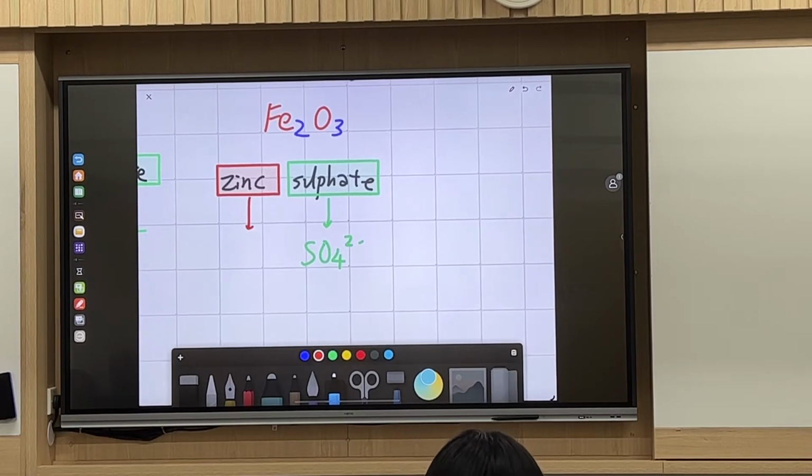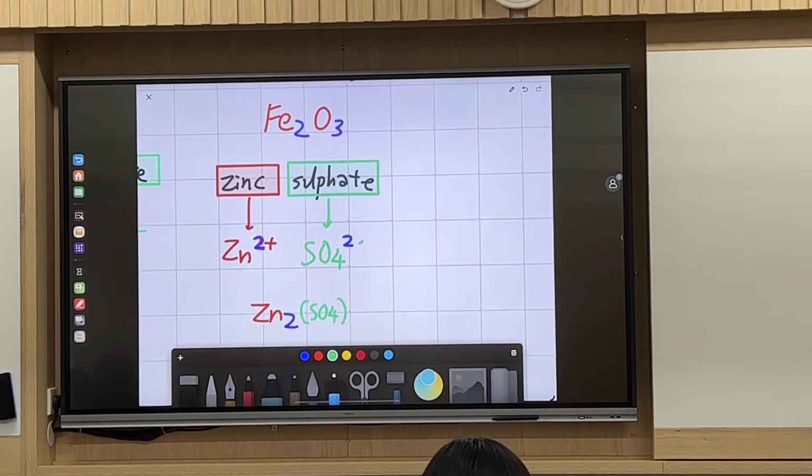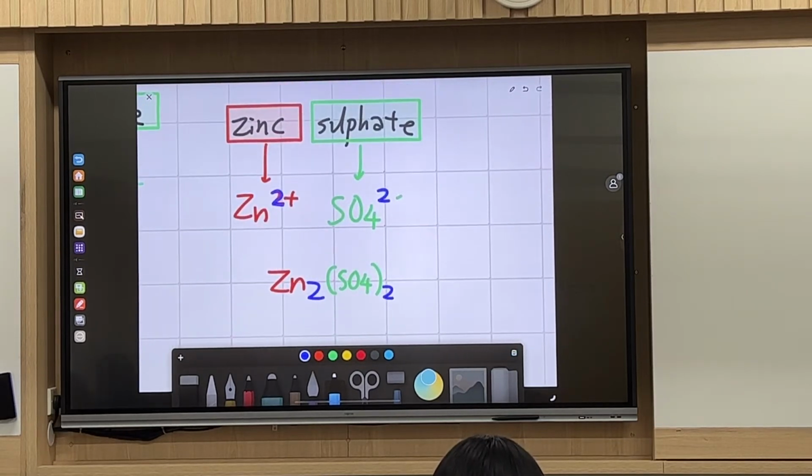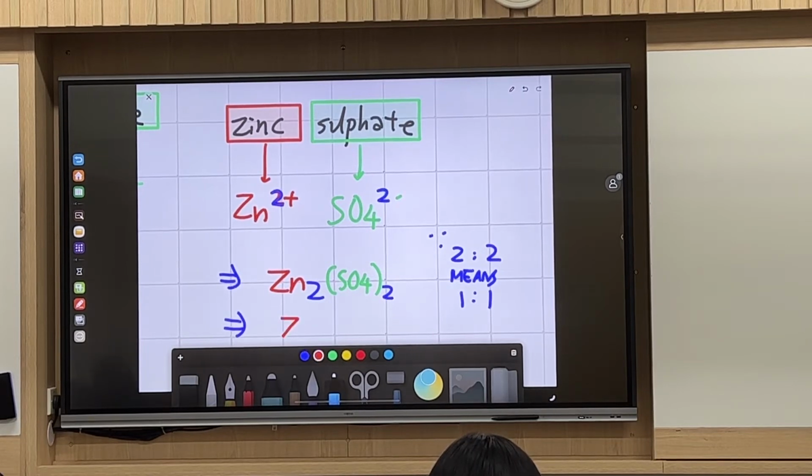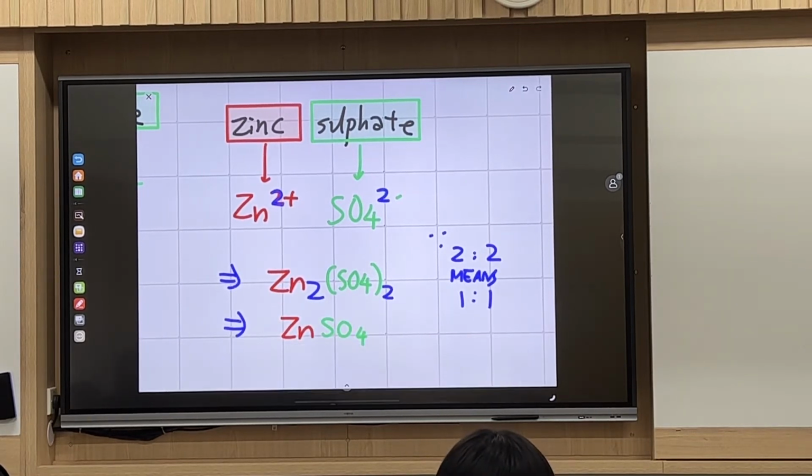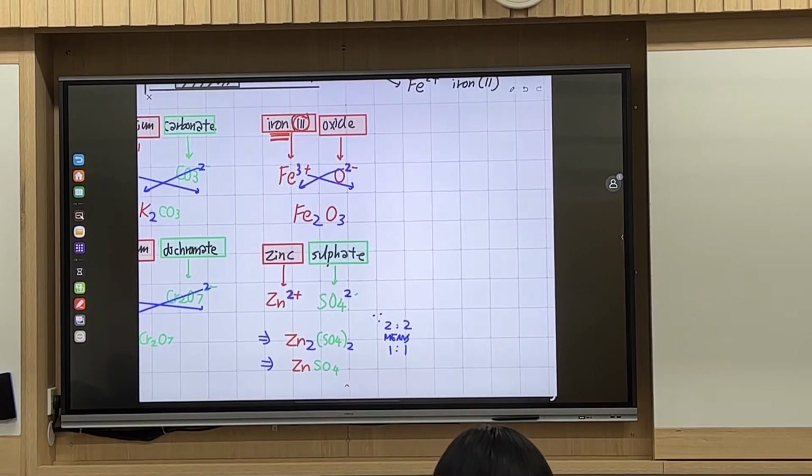Okay. So you have zinc is 2 plus. So when you swap the numbers around, what do you have? Normally you will write Zn2(SO4)2, but remember we have to simplify the number whenever possible. When we simplify the ratio 2 to 2, we get 1 to 1. You know 2 to 2 means 1 to 1. So this can be further simplified as ZnSO4. Tricky, right?